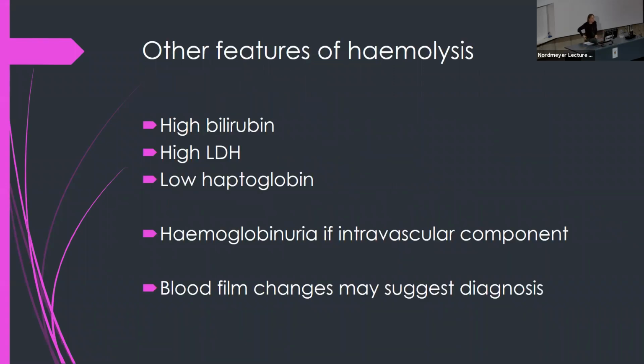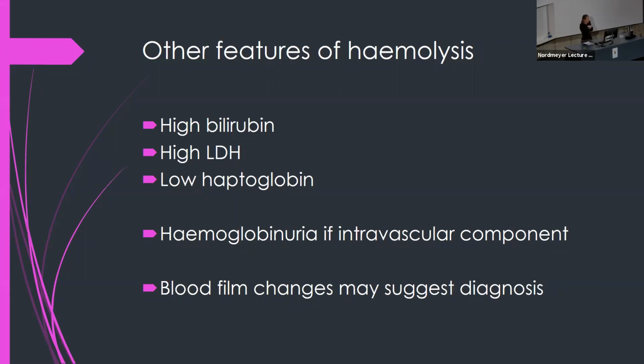But then you've also got all these other things. You'll have bilirubin from hemoglobin breakdown, high LDH released from broken red cells, low haptoglobin, because that mops up the hemoglobin and gets removed. If there's hemolysis intravascularly in the blood vessels, then you'll get hemoglobin released into the plasma, and some of that will leak out through the kidneys.